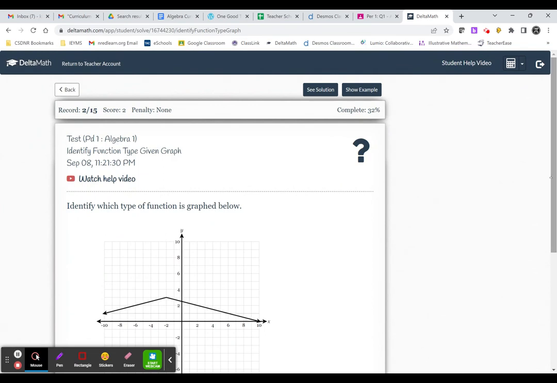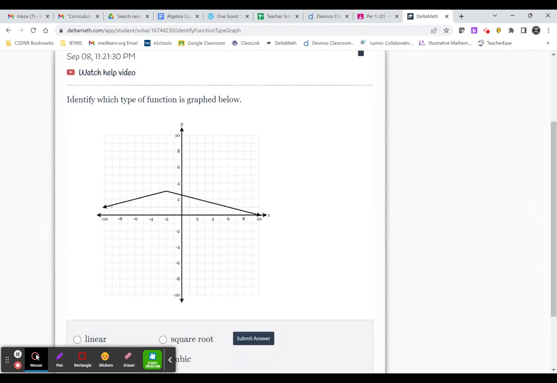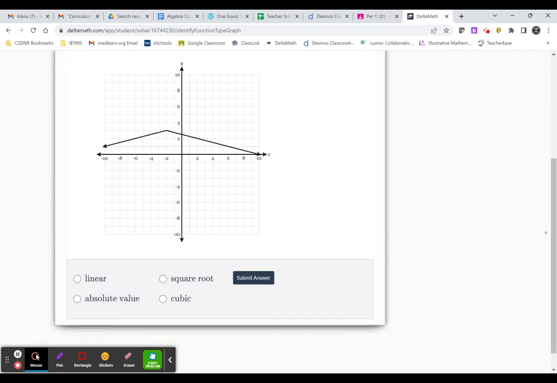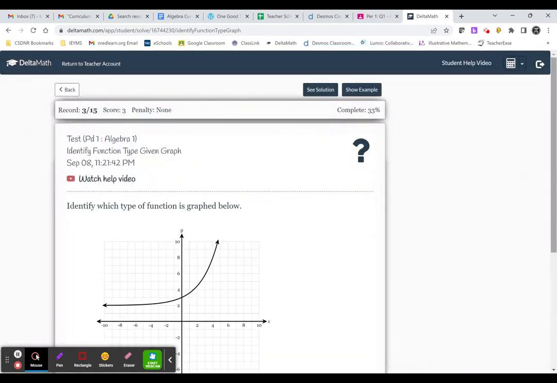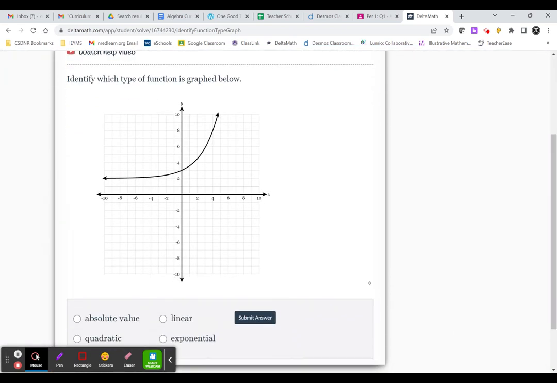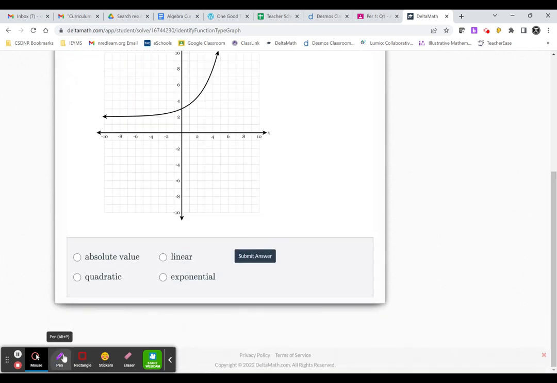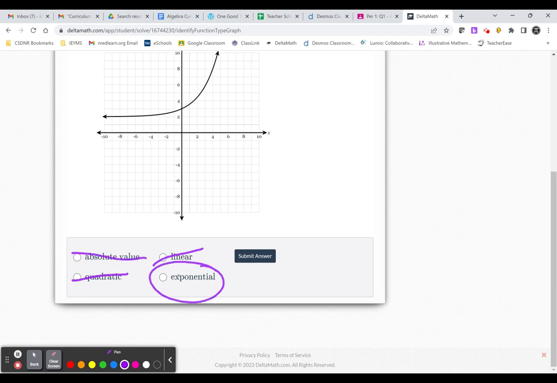All right, let's try another one. You see that? It's not constantly straight. It has a bend in it, but it's a really hard V shape. So that's an absolute value. This one, it's not constantly straight. It's definitely curved. So it cannot be linear. It's not a U shape, so it can't be quadratic. And it definitely does not have a hard V, so it can't be absolute value. So this one has to be exponential.